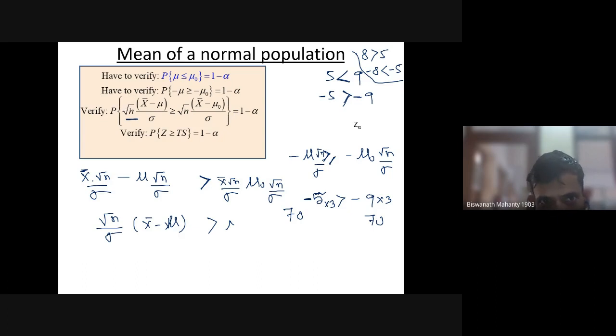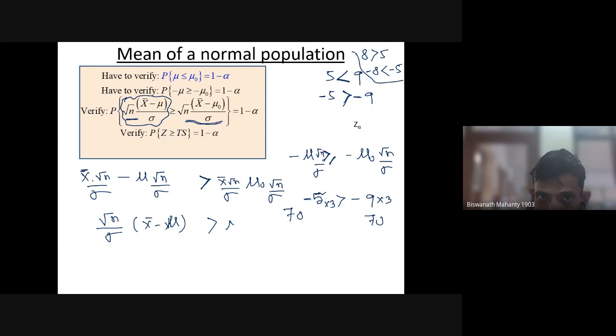We mean to say root n (x bar minus mu) by sigma. What does it mean? This is the z value, right? This is z. So we are verifying the probability that z, and this is called the t statistic, is greater than the ts value or not. Z means root n (x bar minus mu) by sigma. I have to verify with that one.